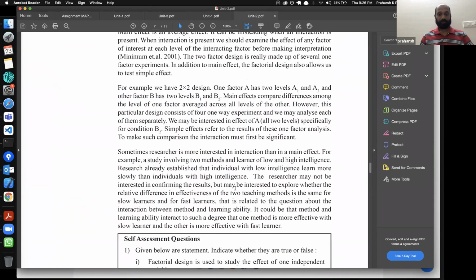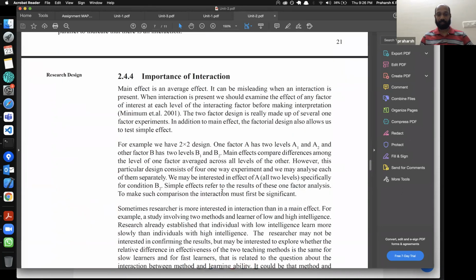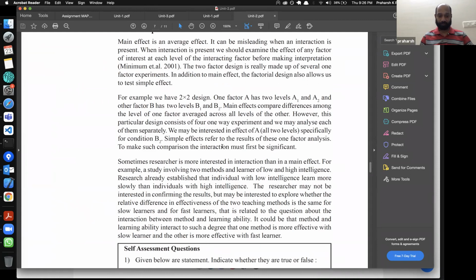Cool so far? This entire thing is explaining whatever I said just now. Sometimes a researcher is more interested in interaction than in main effect. For example, a study involving 2 methods and learners of low and high intelligence is an example. Research has already established that individuals with low intelligence learn more slowly than individuals with high intelligence.